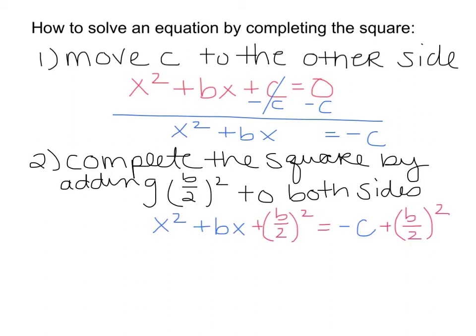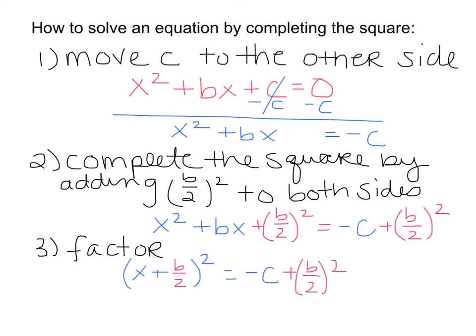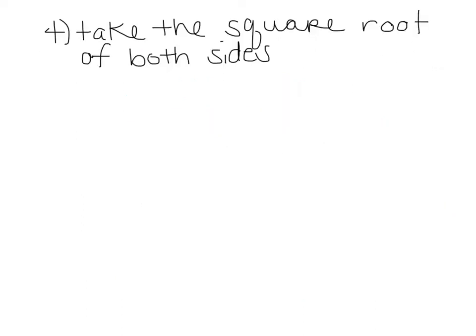Whatever your middle term is, you take it, divide it by 2, square it, and add it to both sides of your equation. Your third step is to factor, and since you added (b divided by 2) squared to both sides, you now have a perfect square trinomial that you get to factor. When you factor the perfect square trinomial, it factors to just x plus or minus whatever your b divided by 2 term was. After you factor, you take the square root of both sides, and then you solve for x.